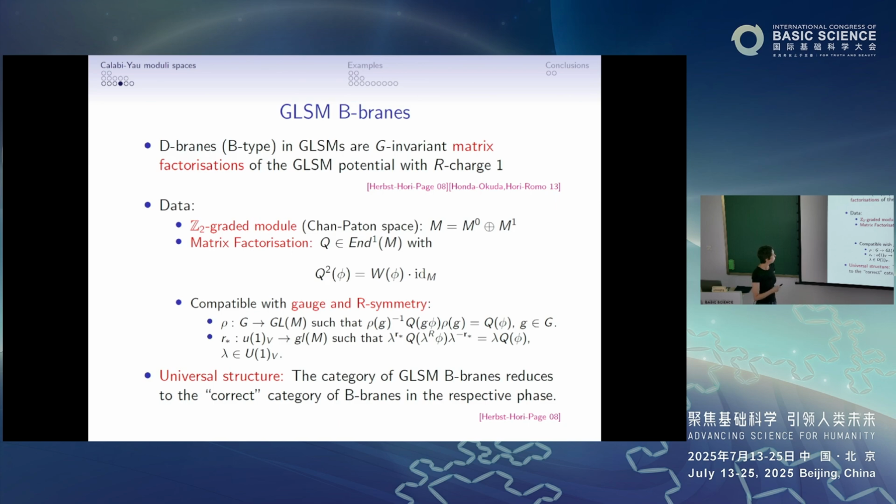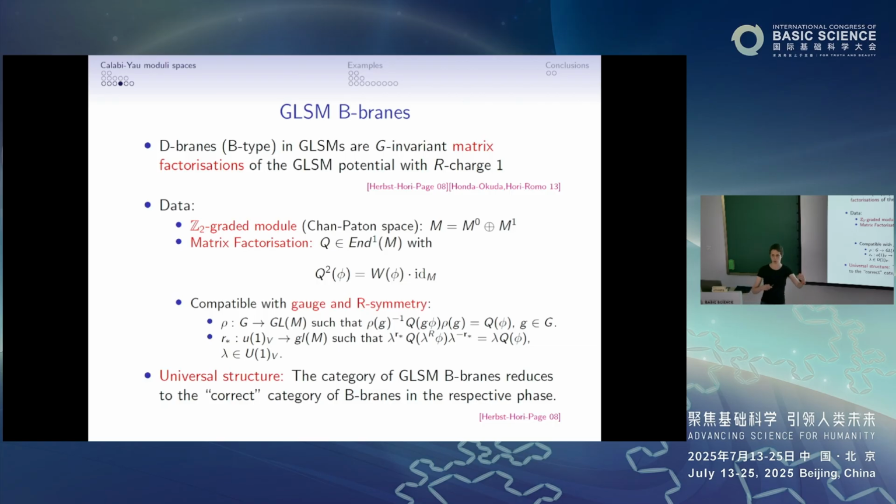And so basically, as Mauricio already told us in the morning, B-type D-branes are G-invariant matrix factorizations of the GLSM superpotential with R charge 1. If you want to be a bit more technical, what you'll have to choose is a Chan-Paton space, which is a Z2-graded module where the boundary conditions basically can take values in. And a matrix factorization just means take a square matrix which has polynomial entries in these chiral matter fields such that it squares to the superpotential times the identity matrix.